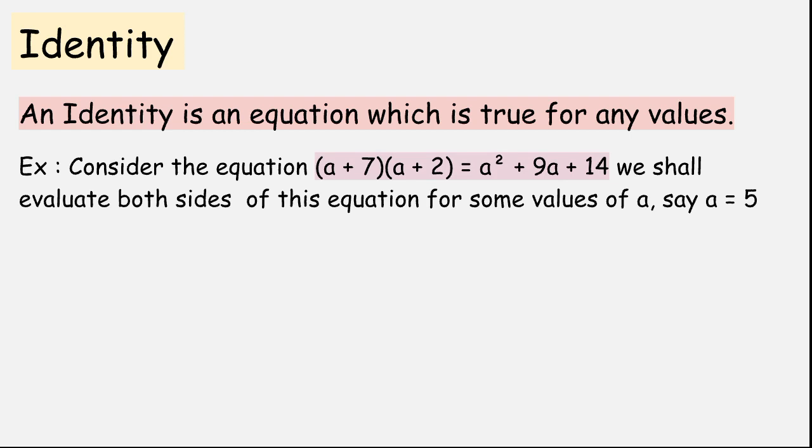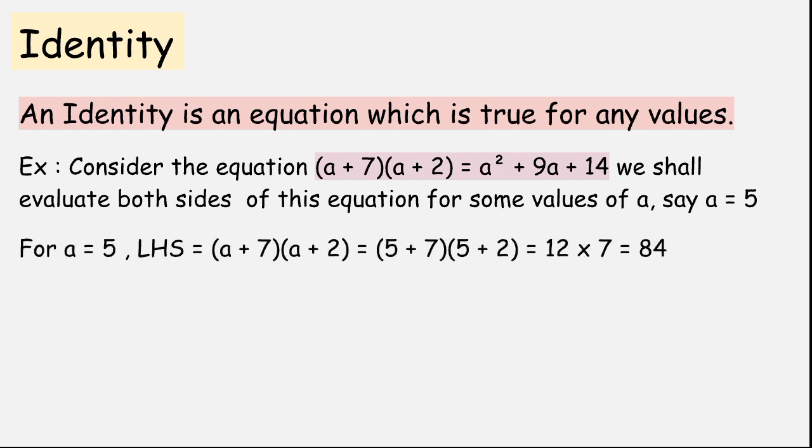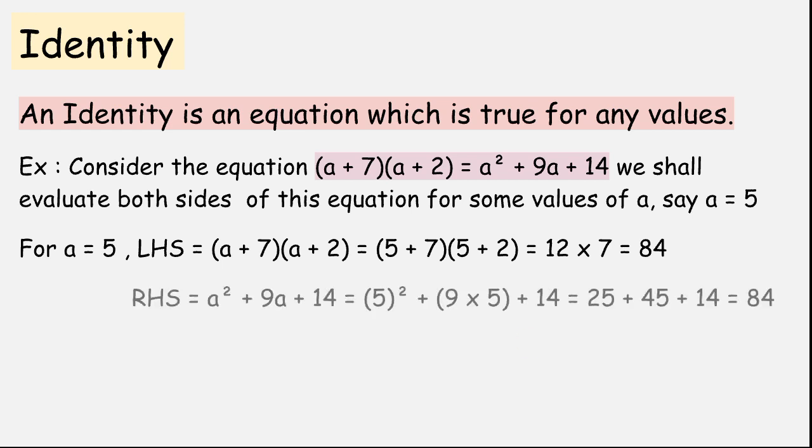a square plus 9a plus 14. We shall evaluate both sides of this equation for some values of a. Say a is equal to 5. So for a is equal to 5, LHS is (a + 7) into (a + 2), which is (5 + 7) into (5 + 2), 12 into 7, 84. RHS is a square plus 9a plus 14. Replacing a with 5, we get 5 square plus 9 into 5 plus 14, which is 25 plus 45 plus 14, 84. For a is equal to 5, LHS is equal to RHS.